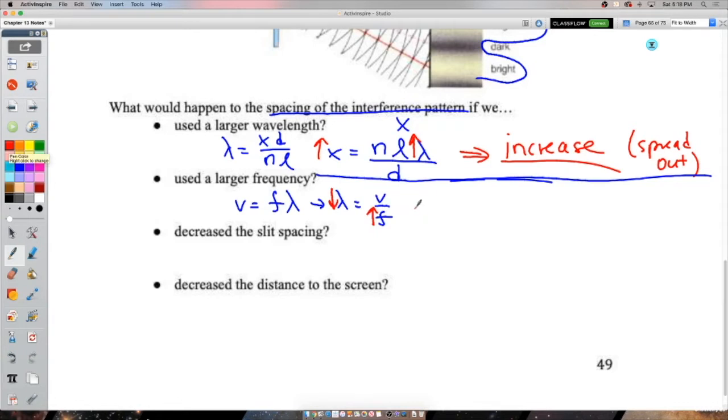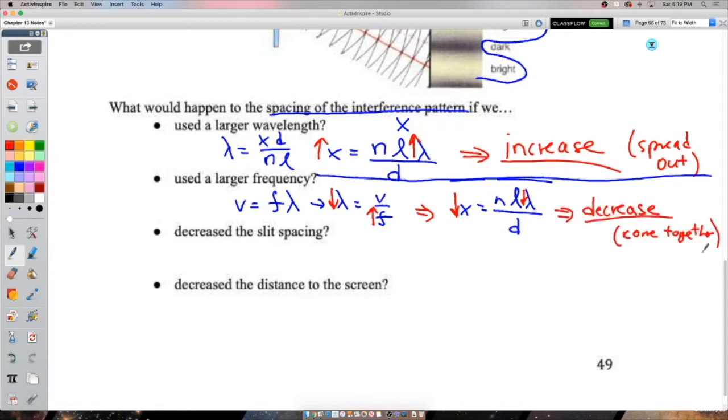So now let's take that to our new equation. We've already solved it for x. I won't bother doing it again. If I have decreased the wavelength by increasing the frequency, then I'm going to have a smaller number in the numerator and therefore a smaller answer for x. So this would decrease the spacing, not spread out, but come together.